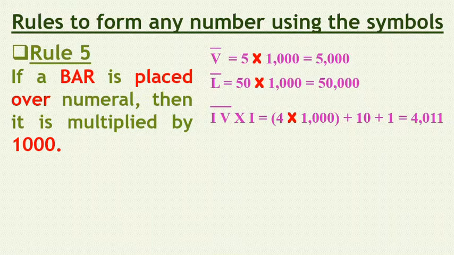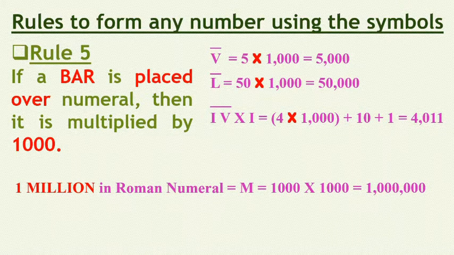Now, if you are wondering what 1 million is in Roman numerals, now is the time to get the answer. 1 million in Roman numerals is formed from M with a bar upon it. M with a bar upon it equals 1000 into 1000, which equals 1 million. Simple.